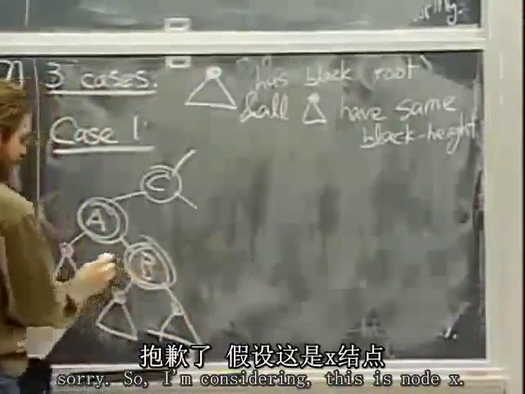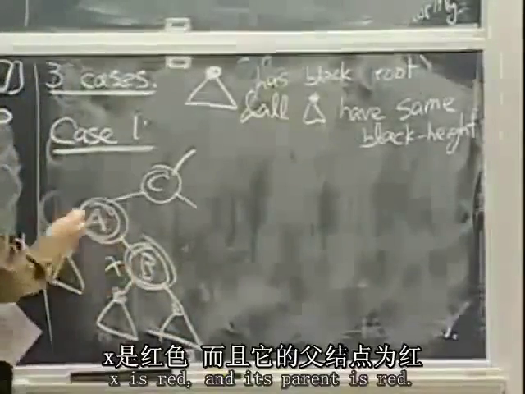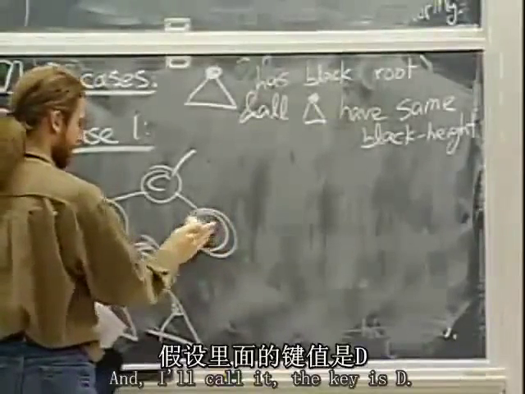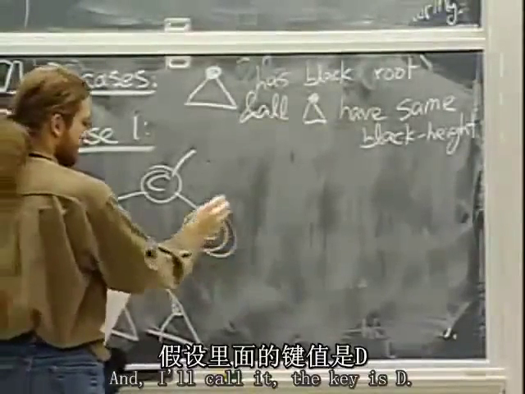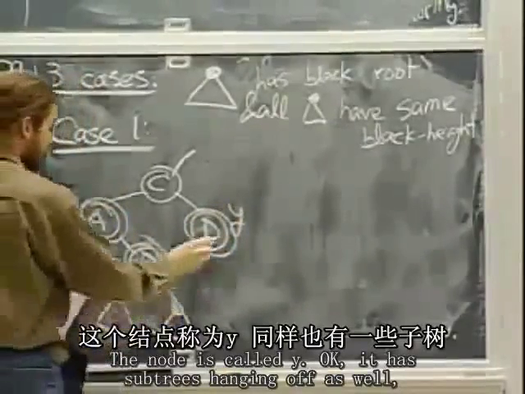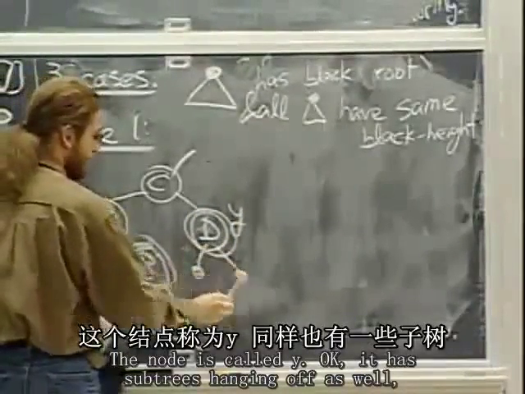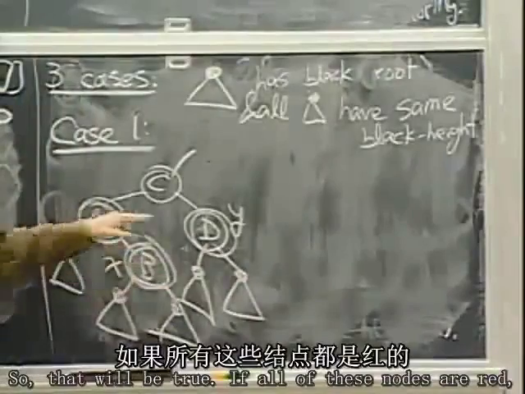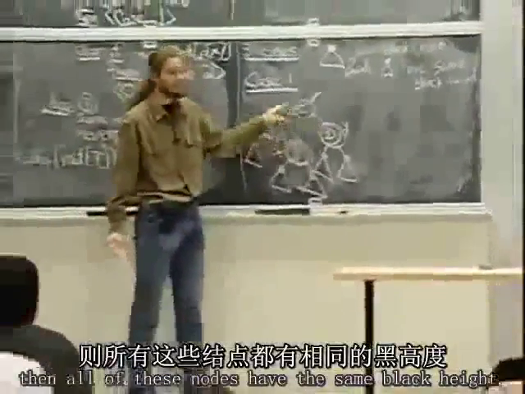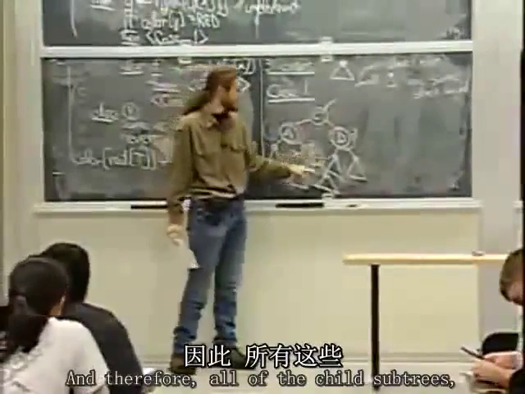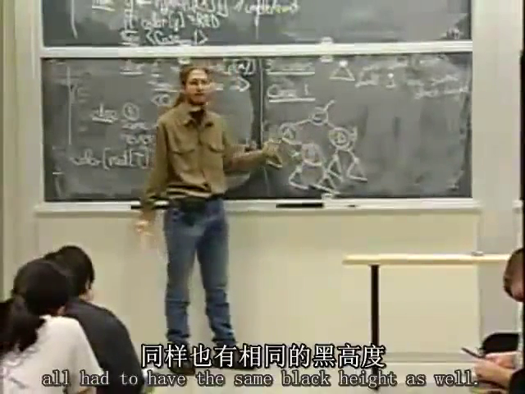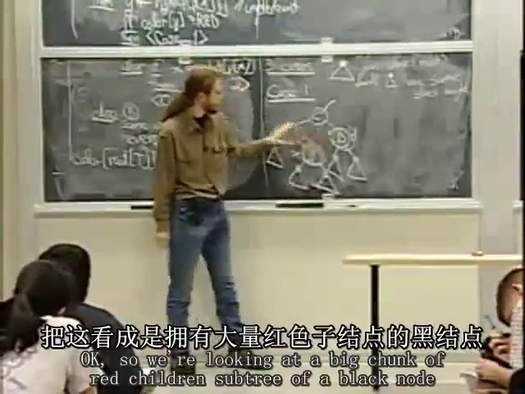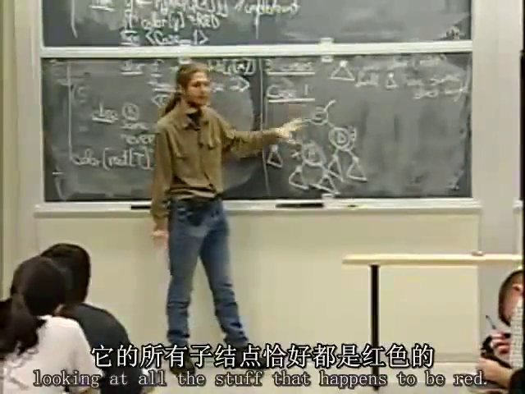So I'm considering this is node X. X is red, and its parent is red. Therefore, we need to fix something. We look at the node Y, which is over here, and I'll call the key D. The node is called Y. Okay, and it has subtrees hanging off as well, all with the same black height. So that will be true if all of these nodes are red, then all of these nodes have the same black height. And therefore, all of the child subtrees which have black roots all have to have the same black height as well. Okay, so we're sort of looking at a big chunk of red children subtree of a black node. We're looking at all the stuff that happens to be red.